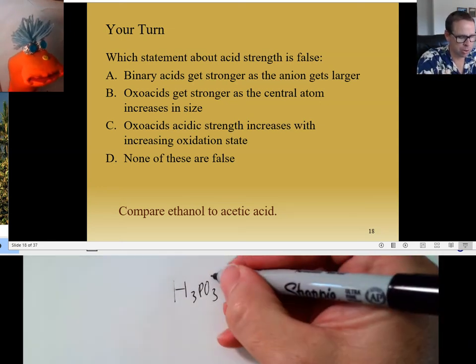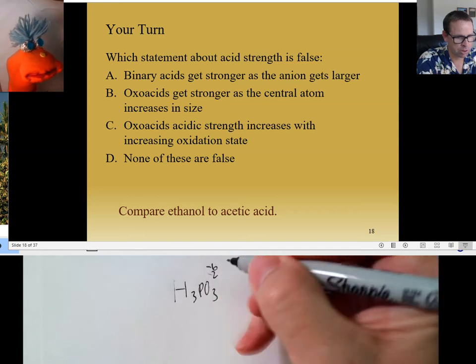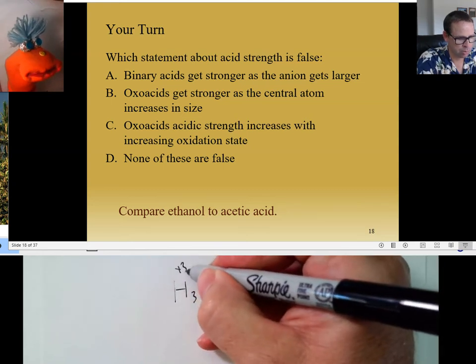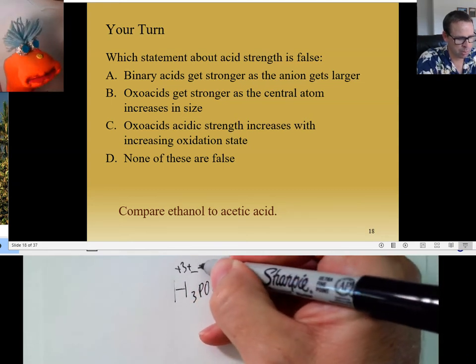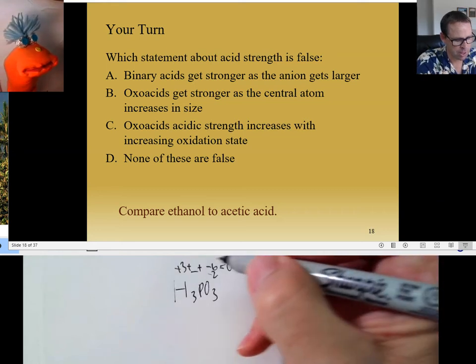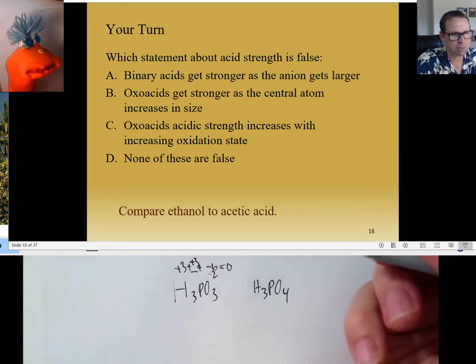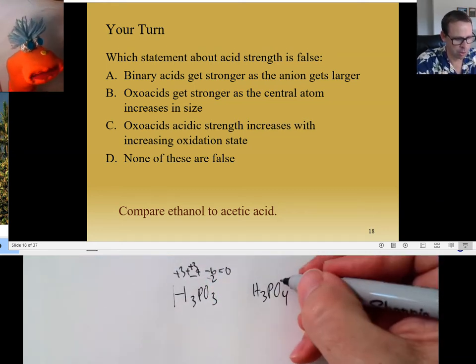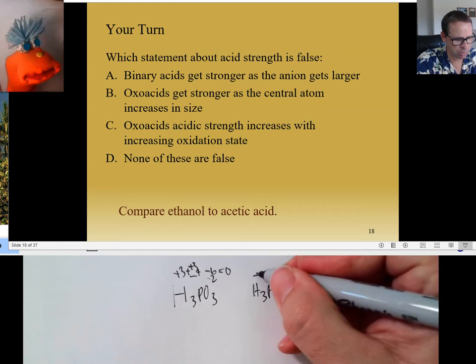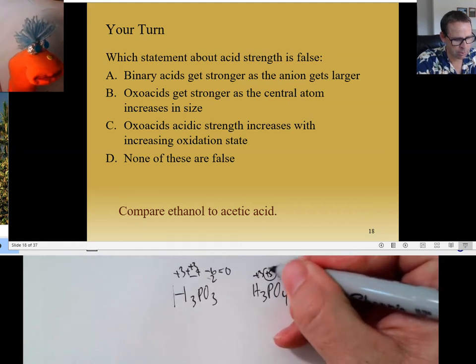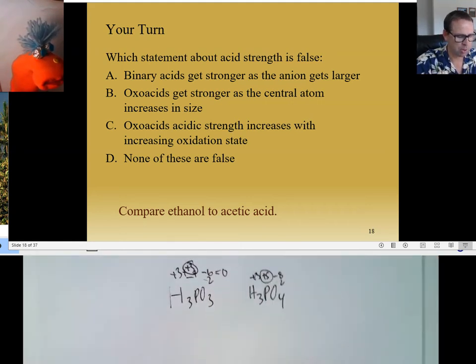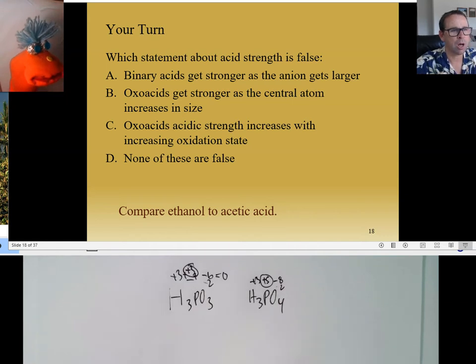Okay, so oxygen is -2, 6 of them -6, hydrogen +3. So +3 plus whatever the phosphorus is, -6 equals 0. Yeah, so here the phosphorus is a +3, is that right? Okay. And then over to the right there, -2, -8, +3. It's a +5 there. Okay, so this is a +5. Oxoacids' strength increases with increasing oxidation state.